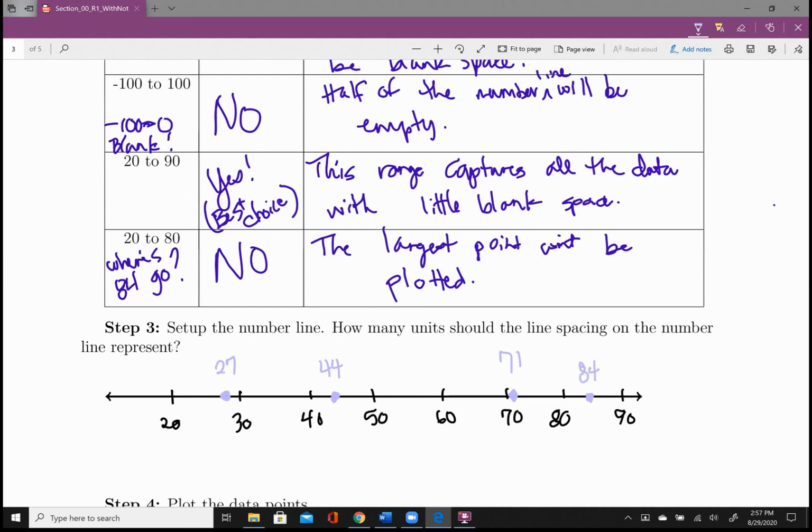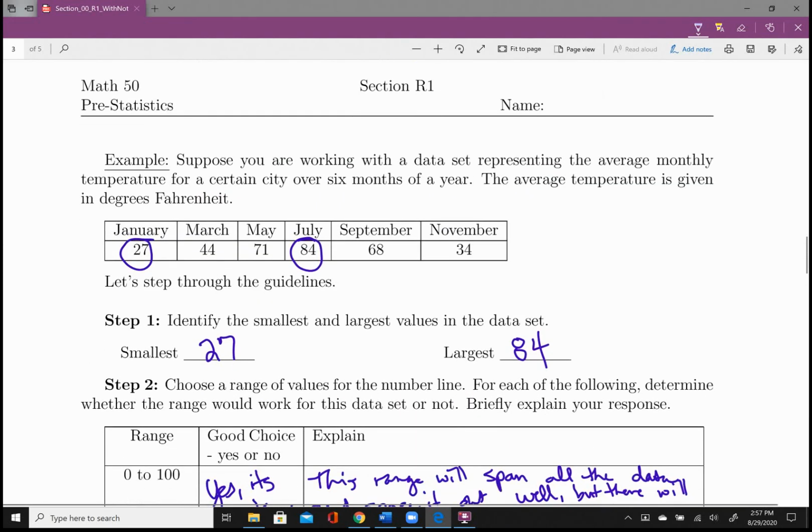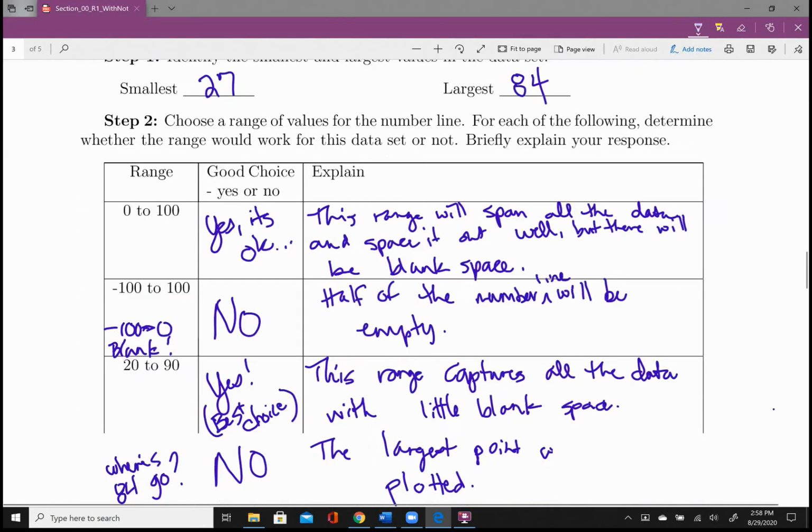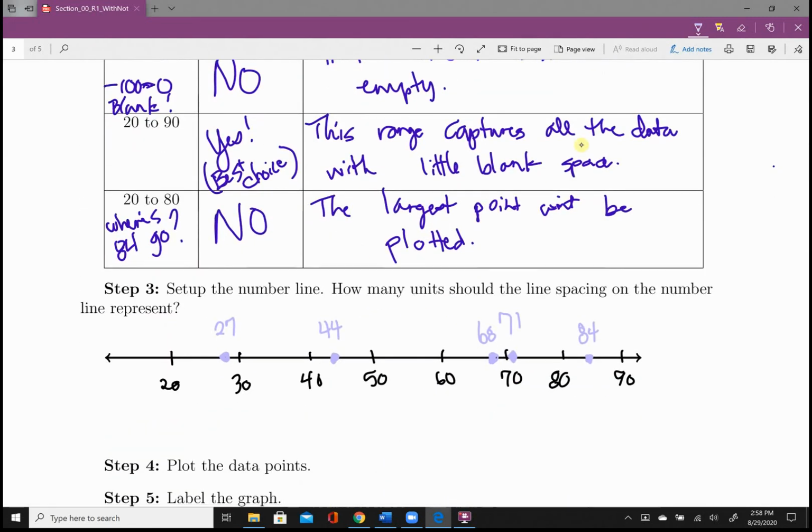84, sorry I forgot already. 68 and 34. 68 will be about just maybe about there. 68, 34. 34, so halfway between 30 and 40, but slightly to the left. That's 34.